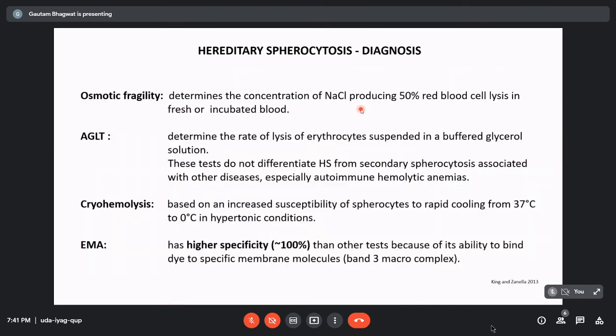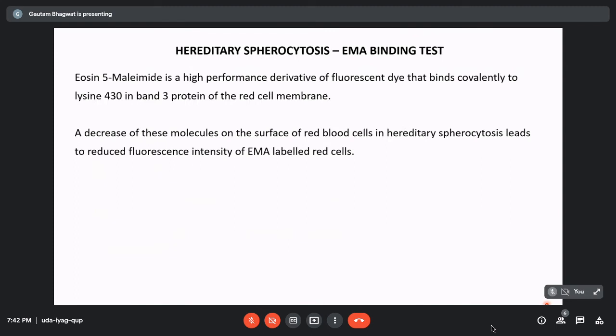What are the tests for hereditary spherocytosis? Classically we had the osmotic fragility test, which I learned in my physiology practicals in my MBBS days, but nowadays I think nobody is doing it. Similarly, the acidified glycerol lysis test and cryohemolysis have lost importance for two reasons. One is that they cannot differentiate hereditary spherocytosis from secondary spherocytosis, and second, we have a very high specificity test, the EMA binding test, which is the eosin-5-maleimide test.